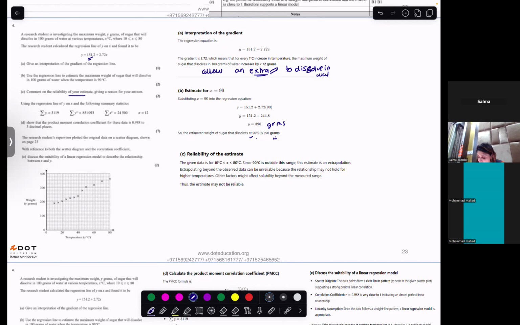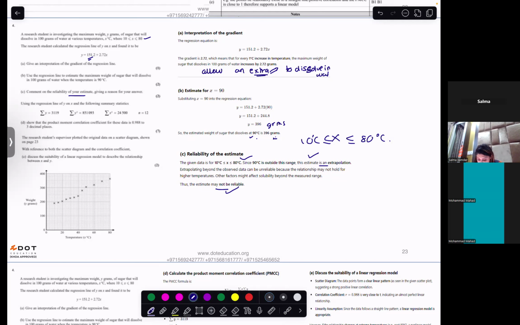Comment on the reliability of your estimate, giving the reason for your answer. It is not reliable, as the temperature is outside the range. Our data is for x between 10 degrees Celsius and 80 degrees Celsius. Since 90 degrees Celsius is outside the range, it is an extrapolation, so the estimate will not be reliable. One, extrapolation; two, unreliable. Three things.